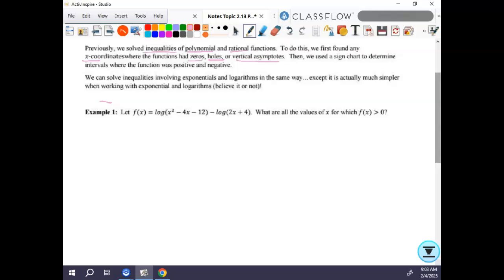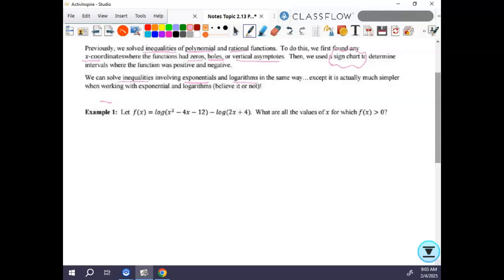Then we used a sign chart. So we're back to the sign charts. Anytime we're doing inequalities, and it's not just straight up x is less than 5 when we're done, then we need a sign chart to determine the intervals where the functions are positive and negative, okay? So we can solve inequalities with exponentials and logarithms in the same way, except it's actually much simpler, believe it or not. That's kind of a matter of opinion. There are some things that make it easier, but we have to do an extra step.